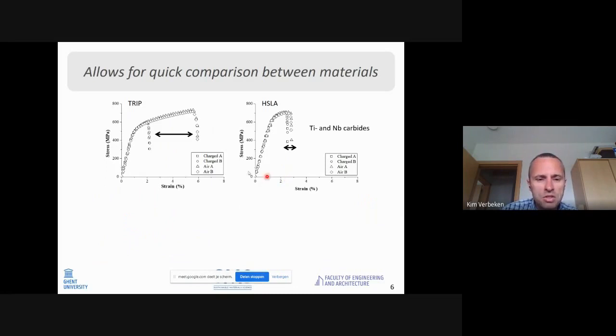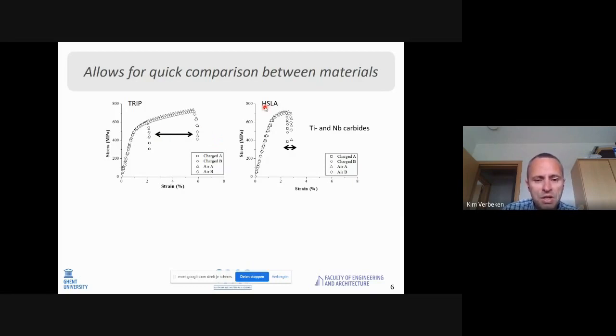Now the curve I just showed you is this one over here. It's for TRIP steel, so transformation-induced plasticity steel. And as just indicated, you see a clear effect of hydrogen on your ductility. Now, this test allows us to compare materials very quickly. The previous talk mentioned, for example, HSLA steels, high-strength low-alloy steels. Well, for these steels the effect of hydrogen is quite limited because these steels have titanium and niobium carbides present. So you see a clear difference between the TRIP steel, which is typically an automotive steel, and the HSLA steel.